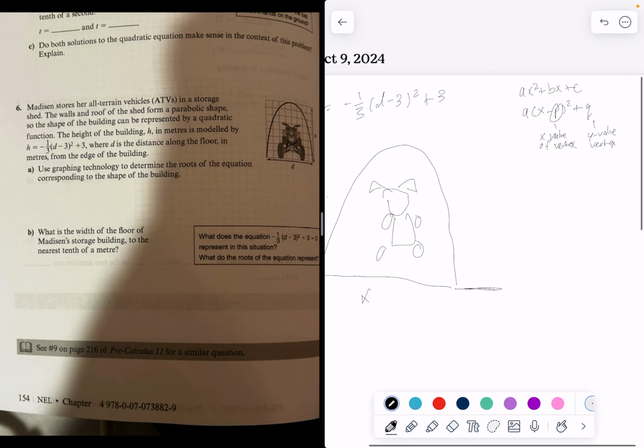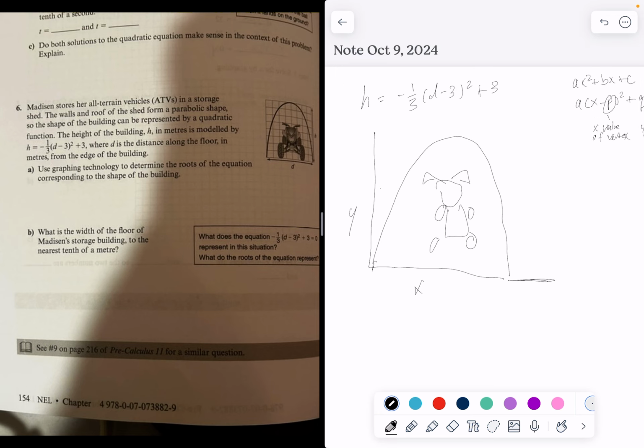All right, so let's read the question. Madison stores her all-terrain vehicles, ATVs, in a storage shed. The walls and roof of the shed form a parabolic shape. As you can see in my beautiful drawing over here, this is an ATV, and then it forms a parabolic shape, so I drew that, and it can be represented by a quadratic function. This thing here, that's a parabola. There's the vertex, there's the x-intercepts, and you can use your brain and connect the dots.